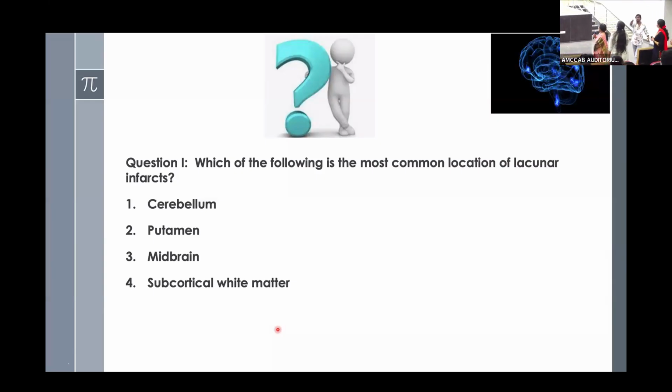Option B, putamen. Yes. Exactly. Excellent. Congratulations.